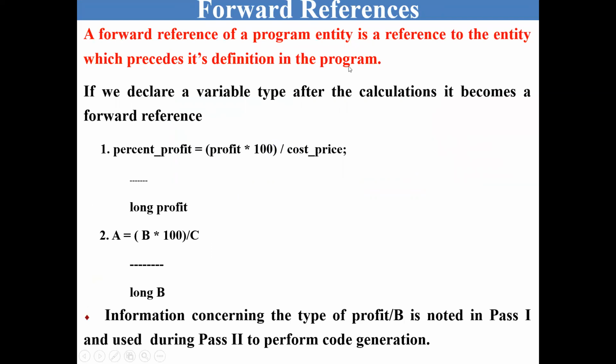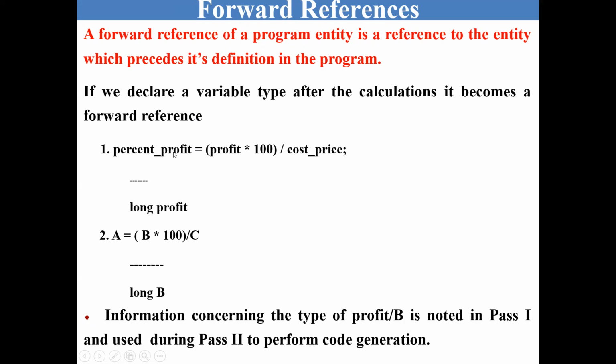So what do you mean by forward reference? Very beautifully we can see this forward reference topic, and it is very important. First of all, a forward reference of a program entity is a reference to the entity which precedes its definition in the program. Right? So just remember, it is a problem and we have to solve it. If we declare the variable type after the calculations, it becomes a forward reference. Just remember these two examples.